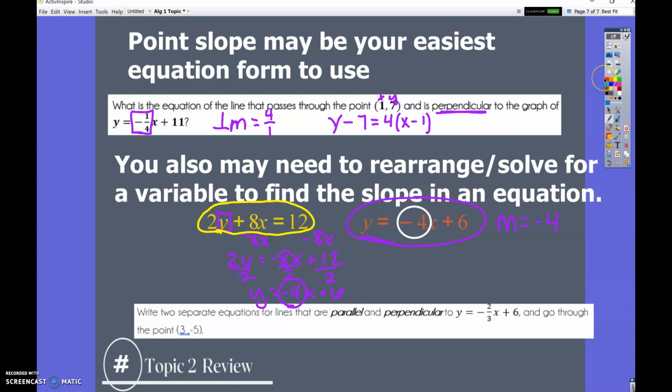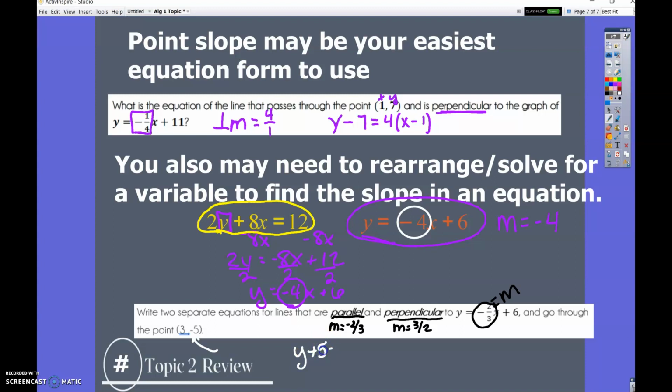One last helpful example. They wanted 2 separate equations for a parallel line and a perpendicular line to y equals -2/3 x plus 6. So if my slope is -2/3, my parallel line is going to have a slope of -2/3. My perpendicular line will have a slope of 3/2. Knowing those slope relationships is half the battle. From then, we know it has to include this point. So again, I would recommend point slope may be your best tool.